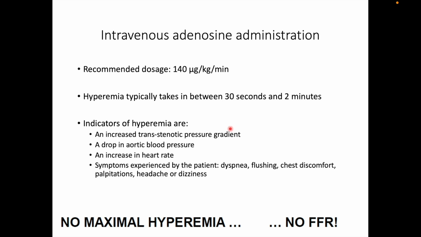The PD waveform will start going below the aortic waveform. There will be a difference between the two mean lines, and if this stenosis is significant, there will be ventricularization of the PD pressure waveform. The patient at this time may start experiencing some symptoms like dyspnea, flushing, chest discomfort, palpitations, headache, or dizziness. You may get transient bradycardia because of adenosine or even asystole, but remember the effect of adenosine is very short-lived, so it's very rare to see anything significant there. It's usually a very short-lived bradycardia.